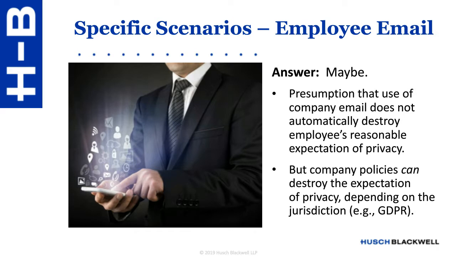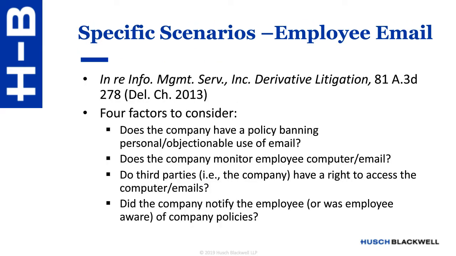But some U.S. courts have held that company policies can destroy the expectation of privacy. This case out of Delaware is one example that outlines 4 factors to consider. If the company has a policy that prohibits personal use of company email and indicates that work email will be monitored and that the company may access that email, that may be enough to override the employee's expectation of privacy and to waive privilege over communications that might exist between that employee and his or her attorneys in the work email.